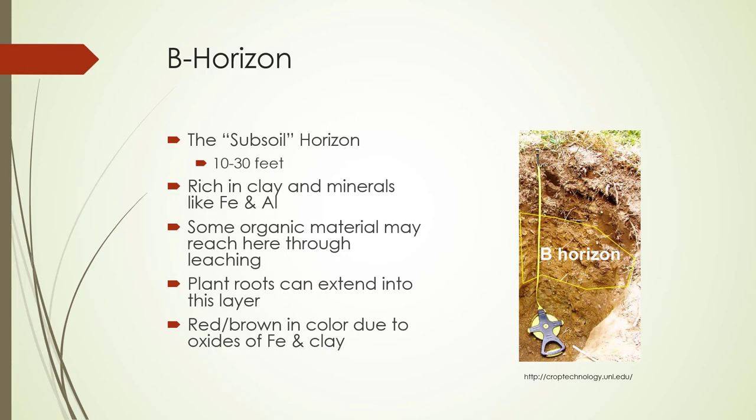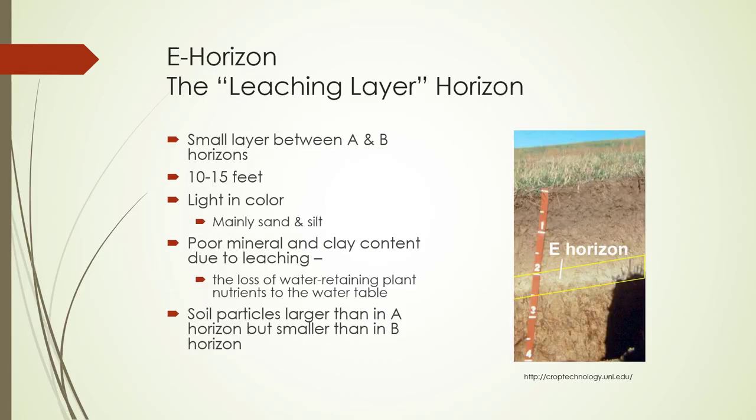Okay, the B horizon is the subsoil horizon. It can be 10 to 30 feet deep, and it's very rich in clay and minerals, such as iron and aluminum. You may get some organic material that reaches here through leaching. Some plant roots may be down there. And if you've got red and brown color, that's due to oxides of iron and clay, and that would be a well-oxygenated soil, not very common in our particular area.